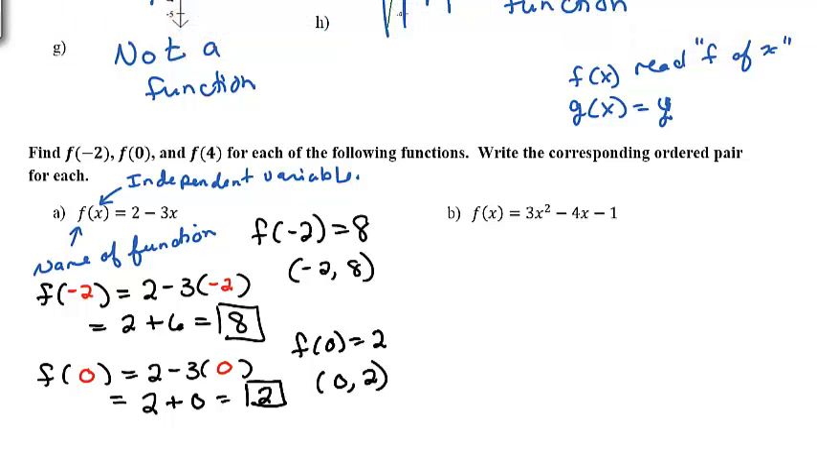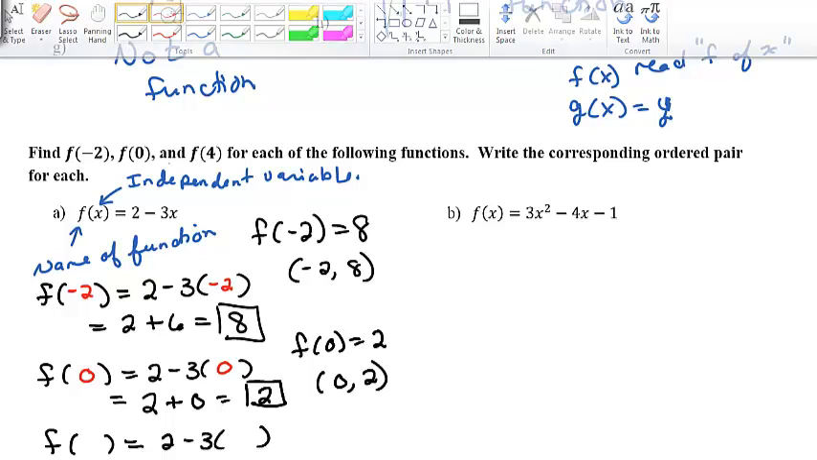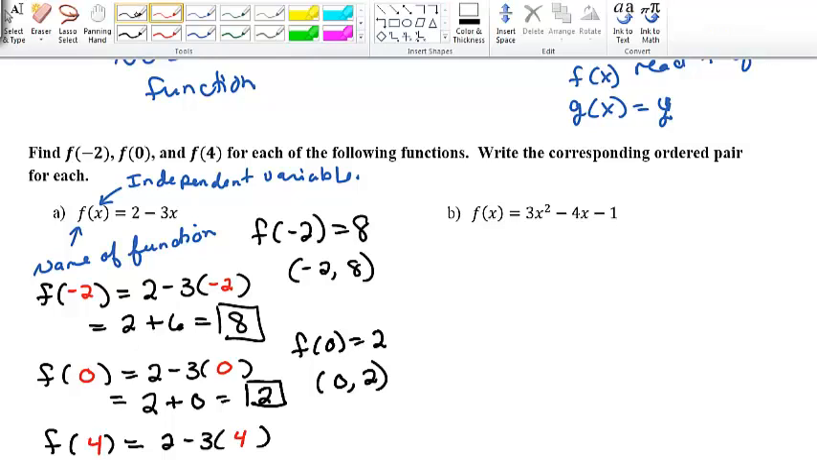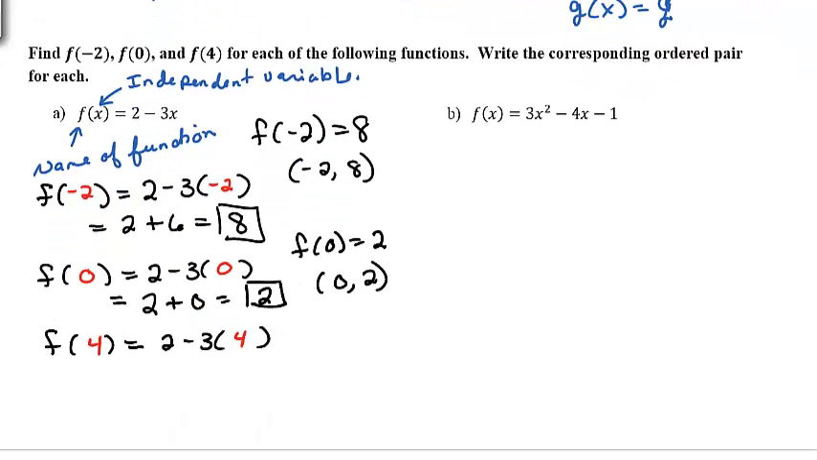And we have one more left to do, and that's f of 4. So we're going to do the same thing, write down the shell, and then in your parentheses, put a 4. So what do we get this time? We have 2, and then -3 times 4 is -12, and 2 minus 12 is -10. So this says f of 4 equals -10, and the point associated with that is the point 4, -10.